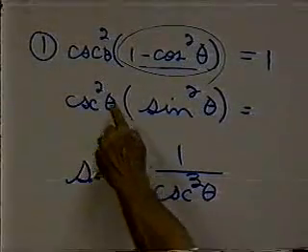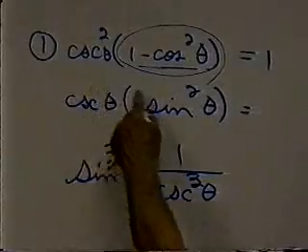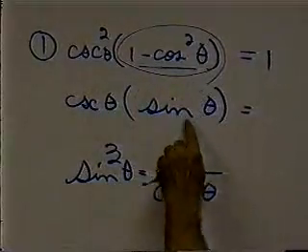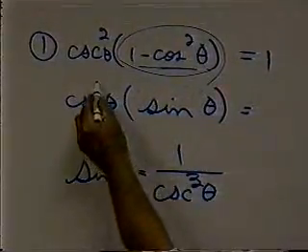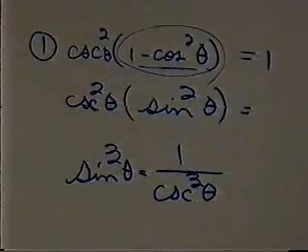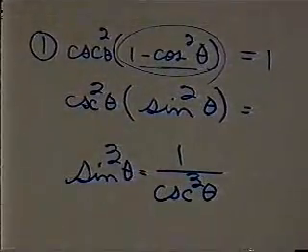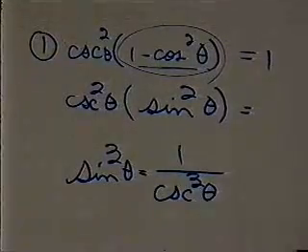Well, that means then, this is the same thing as saying cosecant times sine, that's 1. So then that would mean 1 squared. Okay, so that's one concept I want to show there.